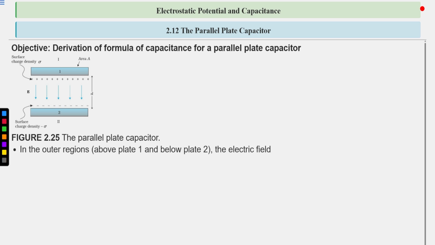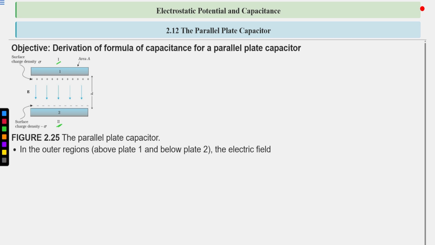Now here the thing is, this diagram is divided into three regions. This is first region, this is second region. The region beyond this first plate is first region. The region beyond this second plate is second region, and the region between these two plates is third region. So this diagram is divided into three regions.